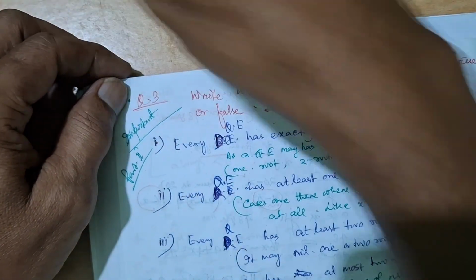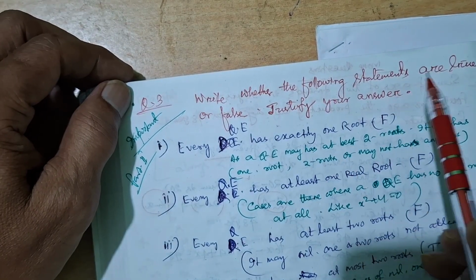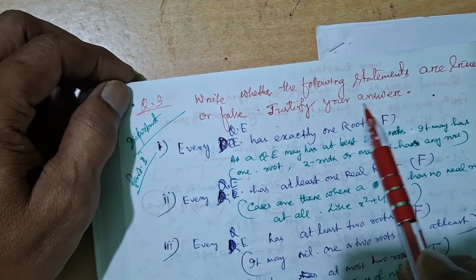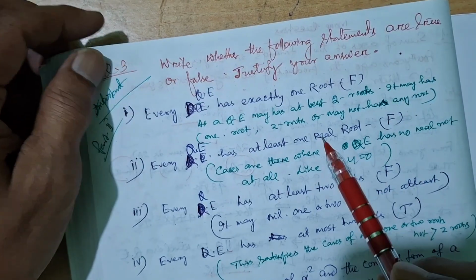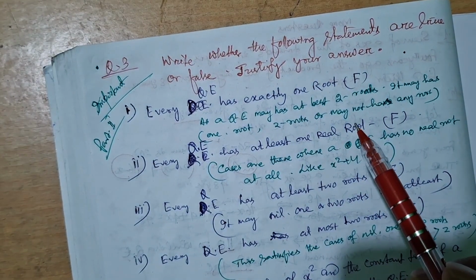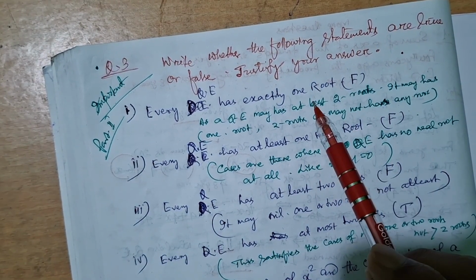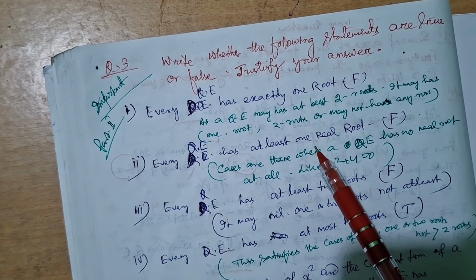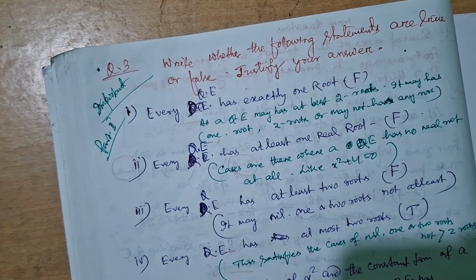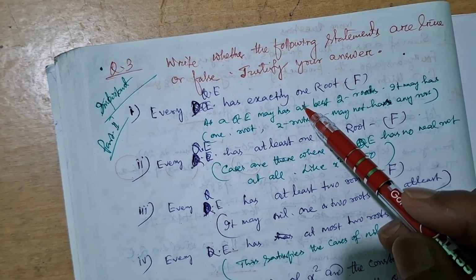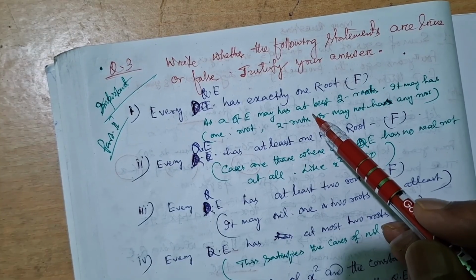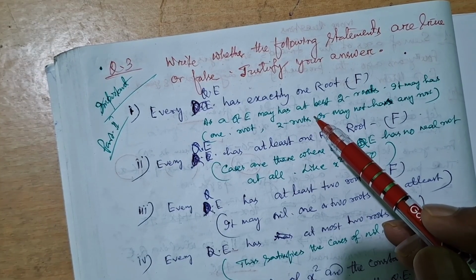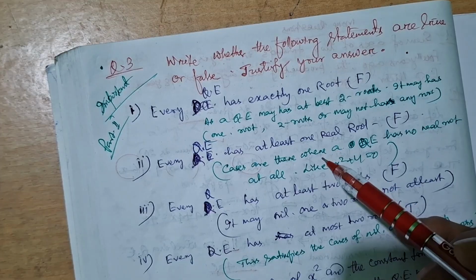It is written, write whether the following statements are true or false. Justify your answer. Even though it may be 1 mark or 2 marks, it is a vital point on the aspect of quadratic equation. You must go into depth. If you study all these questions, you will get some deep thoughts about the quadratic equation.